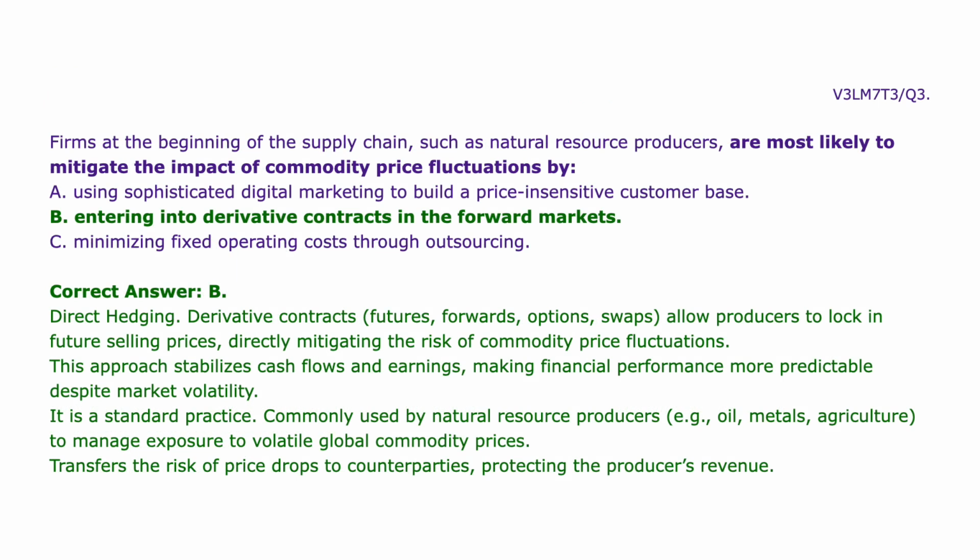Derivative contracts like futures, forwards, options, and swaps allow producers to lock in future selling prices, mitigating the risk of commodity price fluctuations and stabilizing cash flows. This practice, commonly used by natural resource producers, transfers the risk of price drops to counterparties.